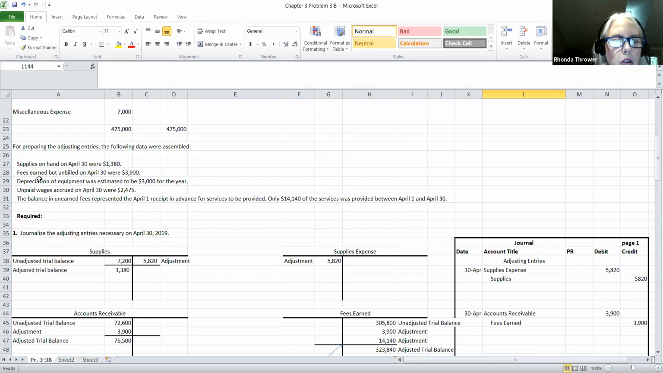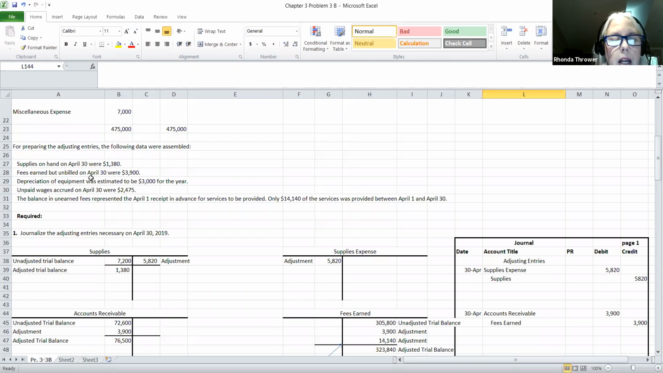Our second adjusting entry that they've got for us on line 28 is fees earned but unbilled. The word unbilled means you need to sit down and send an invoice to your customers. You've got some fees earned, but if you haven't sent them a bill, you haven't recorded that information in the journal. And so you're going to want to record the information that you have earned in your journal. It hasn't been recorded yet, so we need to fix that.